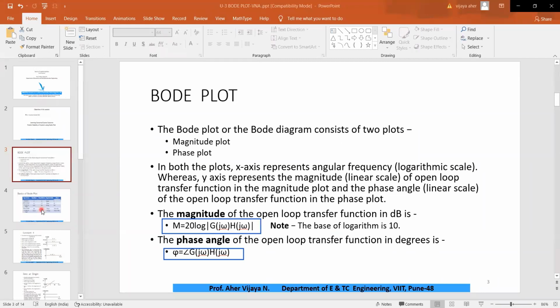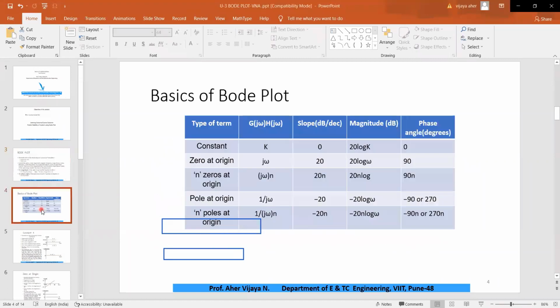Chalo, aage. Now these are some of the basic things that you have to remember while constructing the Bode plot. So, basics of Bode plot. Draw this table. All of you, please draw the table. Please write all the parameters.